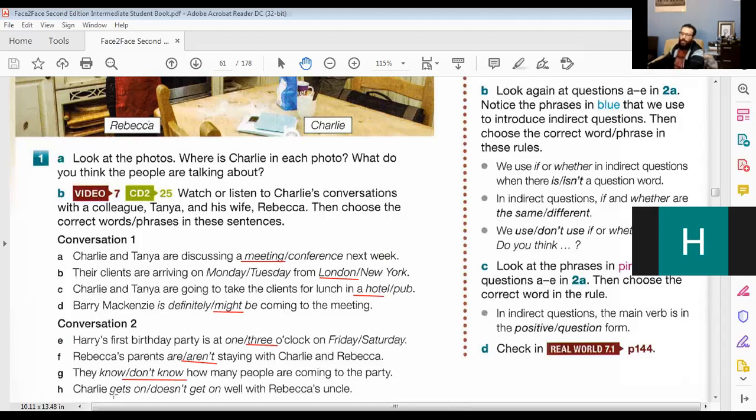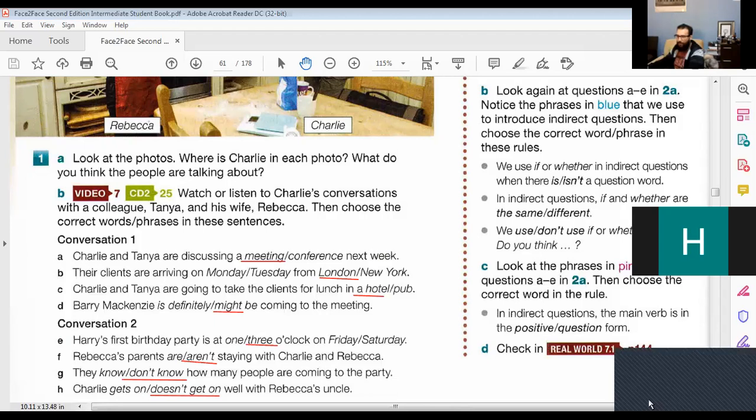Okay. Charlie gets on well with Rebecca's uncle. Charlie doesn't get on well with Rebecca's uncle. Doesn't. What does it mean to get on well or not get on? It means a good relationship. If you get on well with someone, you have a good relationship. If you don't, it means not a good relationship. All right, so let's confirm your answers one last time. Let's find out. So here we go.